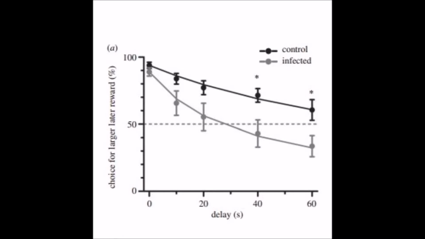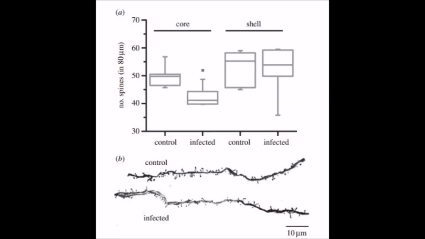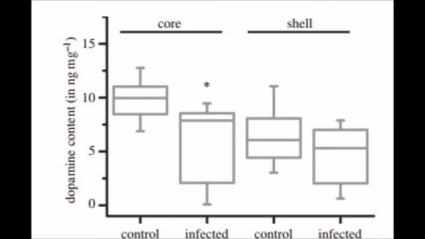In addition, researchers examined spinal segments of control and infected rats, finding a decreased number of neurons from the nucleus accumbens in the infected group. The nucleus accumbens is part of the basal forebrain and plays a large role in mediating choice impulsivity. Further analysis revealed a decreased amount of dopamine present in the nucleus accumbens core of the infected rats.